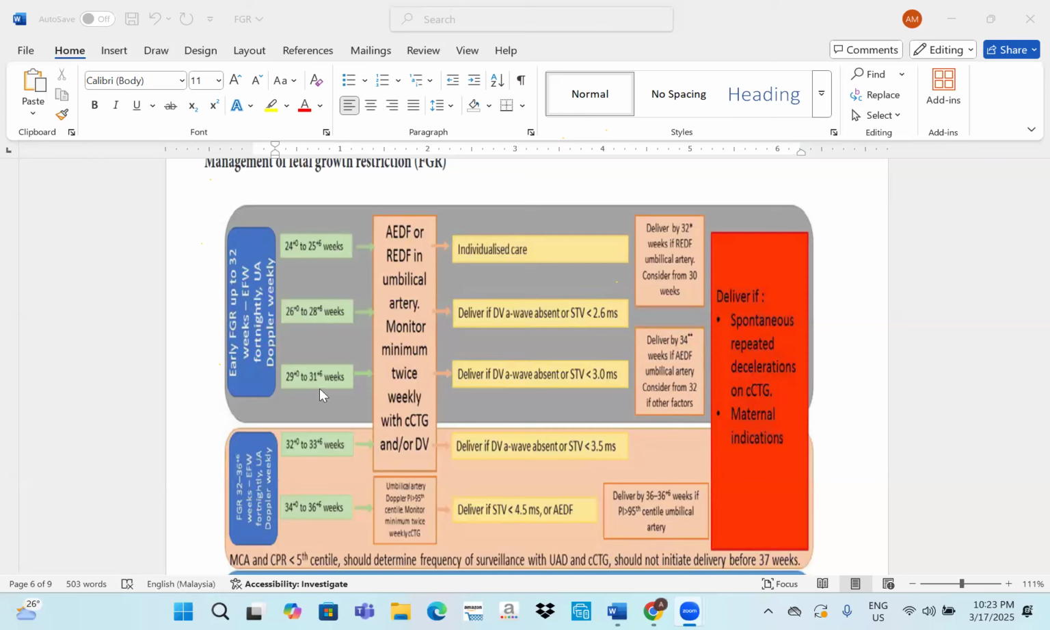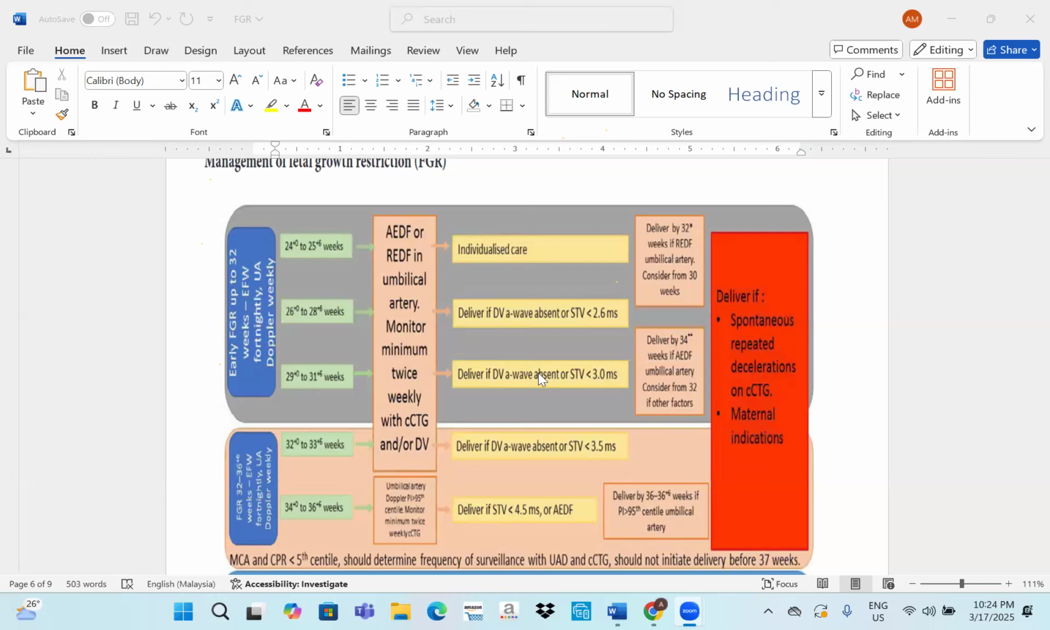Let's suppose your patient is 29 weeks, right? 29 weeks and her umbilical artery Doppler is showing reverse end diastolic flow. Then you can consider delivery after 1 week because guidelines say you can deliver after 30 weeks. Here you see, it says that you can consider from 30. But if she's diagnosed at 29 and this one is showing the reverse end diastolic flow, but the computerized CTG and ductus venosus Doppler are normal, still you can take this patient to 32 weeks.